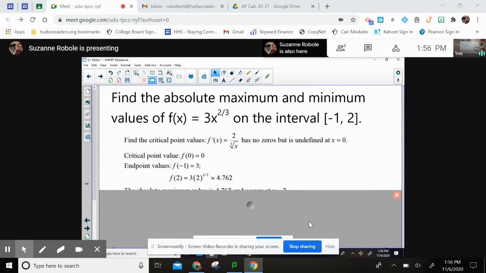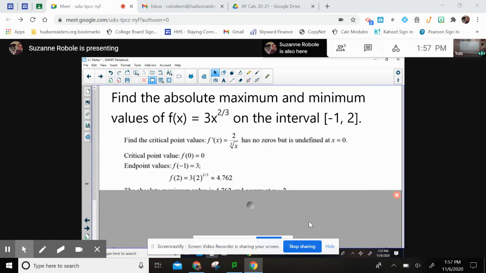So we check our critical point, put that value of x back into the original, and we get 0. Put the endpoints into the original, and we get 3 and then 4.762. We are determining the absolute max and min. Well, these are the only values that we're choosing from because these are the only potential values we could have for maximums and minimums. So we want to just look at them. Which one's the max? Well, this guy. And which one's the min?